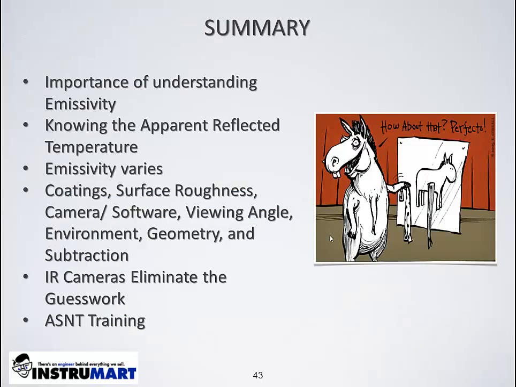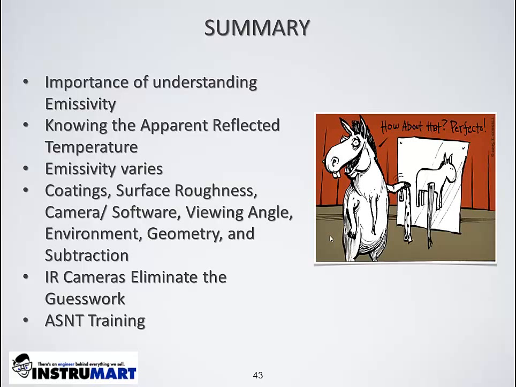In closing, let's review what we learned from today's webinar. First, we learned that emissivity is an important parameter to understand and correct for when using an IR camera for thermal imaging and temperature measurement. We also learned that knowing the apparent reflected temperature of our reflection sources is just as critical as knowing the emissivity of the targets of interest. We learned that emissivity varies with material, surface roughness, wavelength, temperature, viewing angle, and surface geometry.